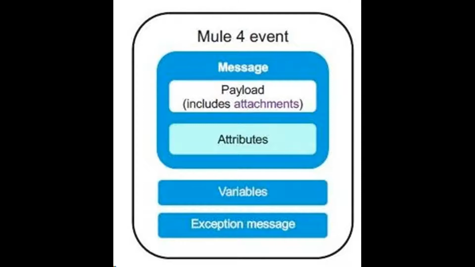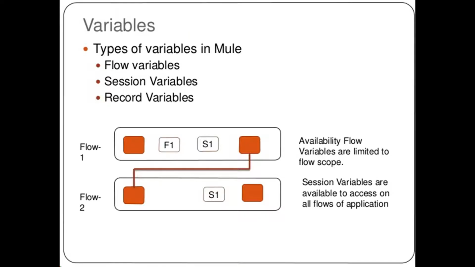In a Mule application, variables can store current message, message payload, or message attributes. In Mule, there are three types of variables: flow variables, session variables, and record variables. Flow variables are set or removed using a variable transformer and cannot cross the transport barriers.